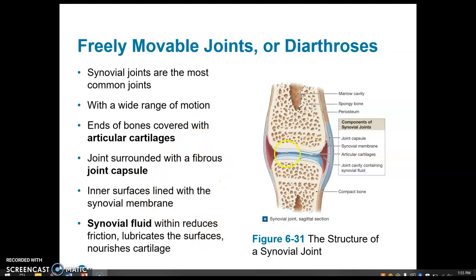We were talking about the components of a synovial joint, or a diarthrosis, which is freely movable. This is going to be like a knee joint or a shoulder joint or an elbow joint. You're going to have articular cartilage lining the ends of the bones, a joint capsule that will surround the entire joint composed of the two bones normally, and then synovial fluid, which reduces friction within the joint.